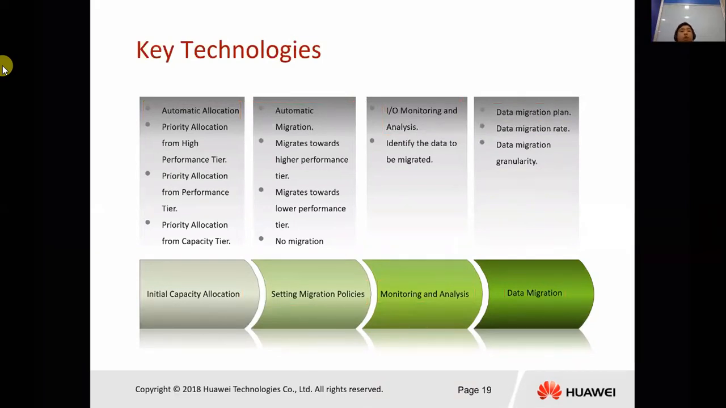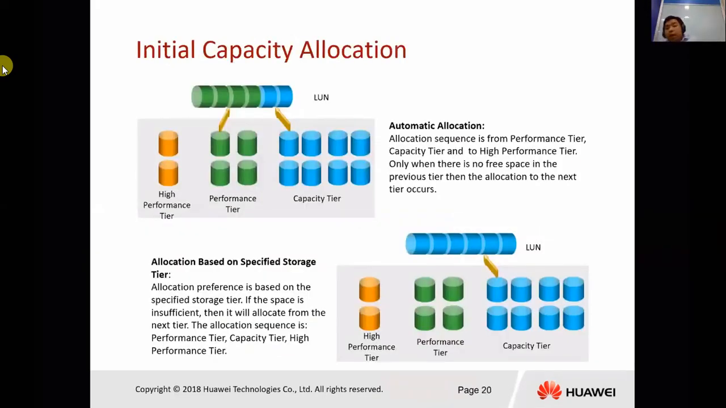Okay, so these are the 4 key technologies. We look into them one by one. First of all, we are talking about initial capacity allocation. Initial capacity allocation means that you have 3 types of disk. Which type will you use first? Is it nearline SAS, is it SAS, or is it SSD? They have 4 types of initial capacity allocation policy you can choose from.